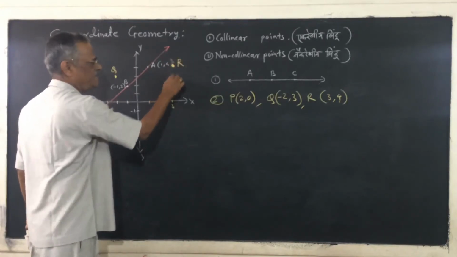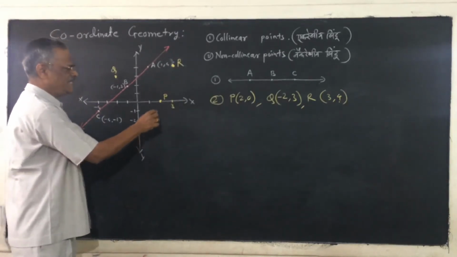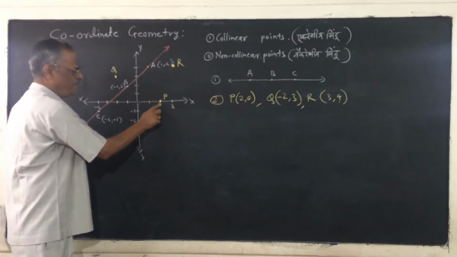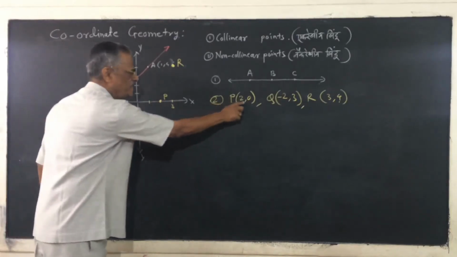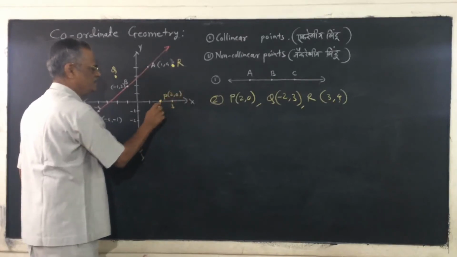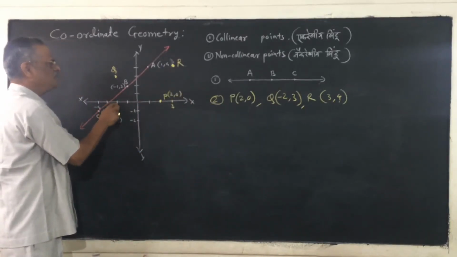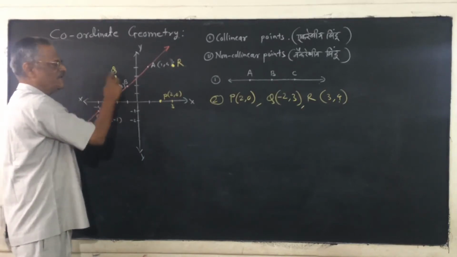What is the point here? It is R. Now you can see that definitely P point coordinates are (2, 0). It is on the x-axis. Q point is (-2, 3). It is in the second quadrant.